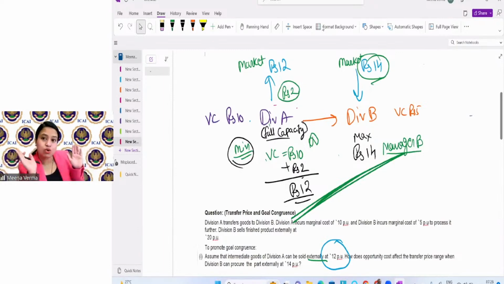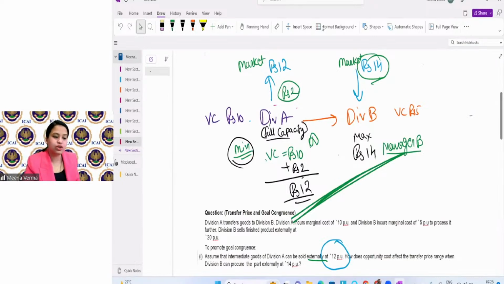Now the point is that goal congruence का मतलब है, before considering the profitability of your own division, consider the profitability of the entire organization. Matlab, this profit is not important, this profit is not important, the profitability of the entire organization should be the priority. That is goal congruence. First, you should see the profitability of the entire organization. Then after that, see the profitability of your own division. So this is goal congruence.